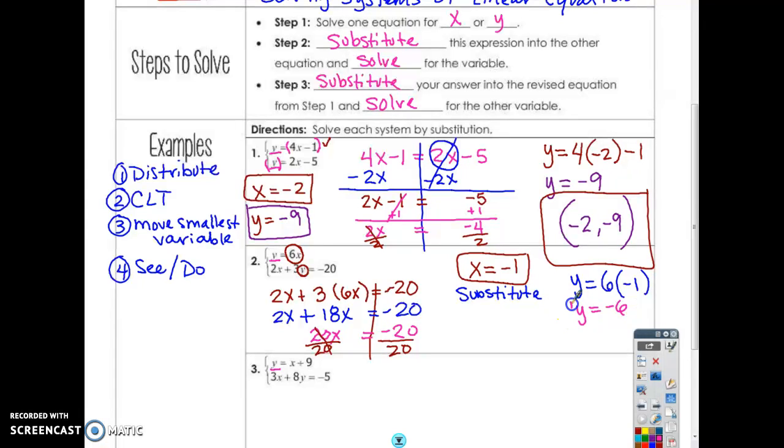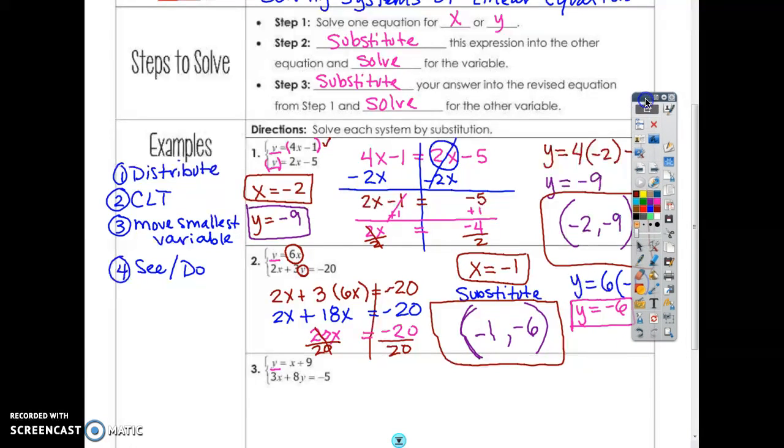So now I have an x and a y. So now I can write down my solution. Right? It's an ordered pair. Negative 1 comma negative 6. My solution is negative 1, negative 6. That's where they would cross. Both of them would cross at negative 1, negative 6. That's the solution.